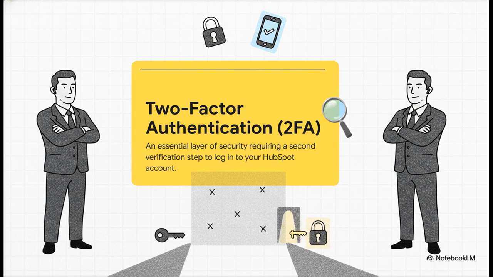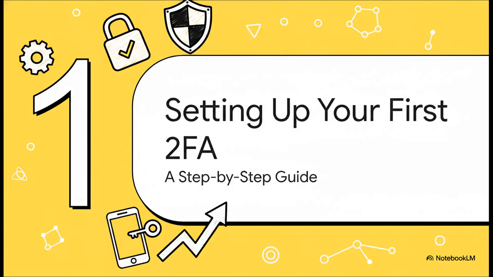I love this analogy. Think of it like a digital bouncer for your account. Seriously, it doesn't care if someone shows up with the password. If they don't have that second piece of proof, that second ID, they are not getting on the list. Simple as that. Okay, so let's actually dive in and get this set up.